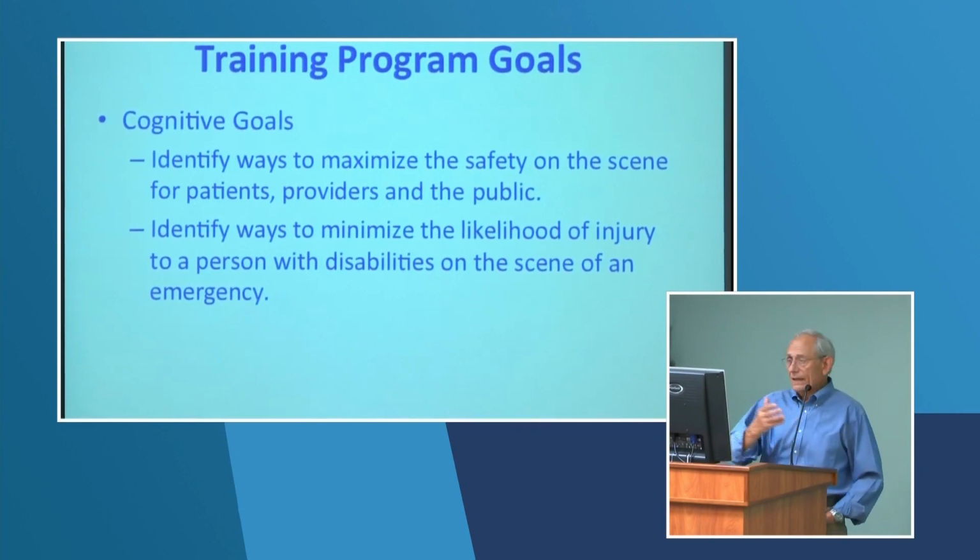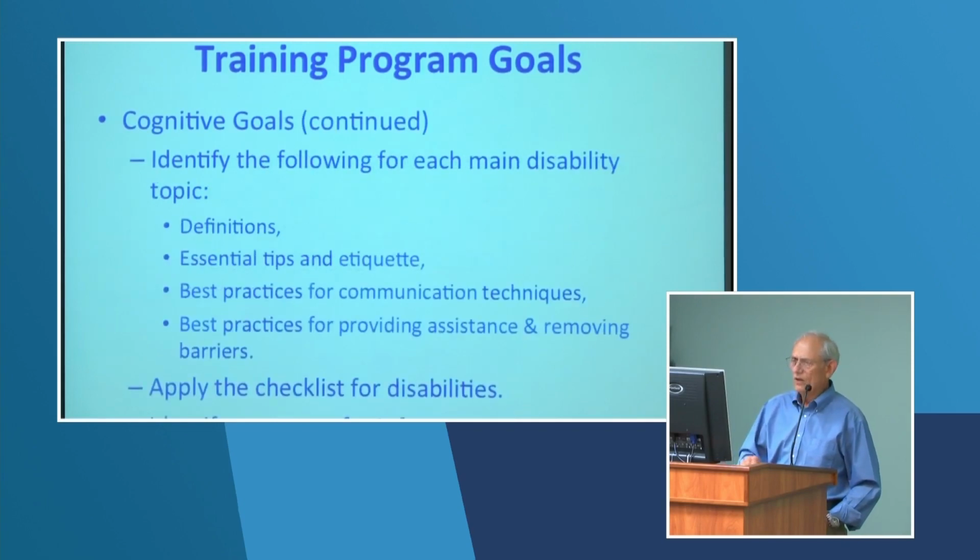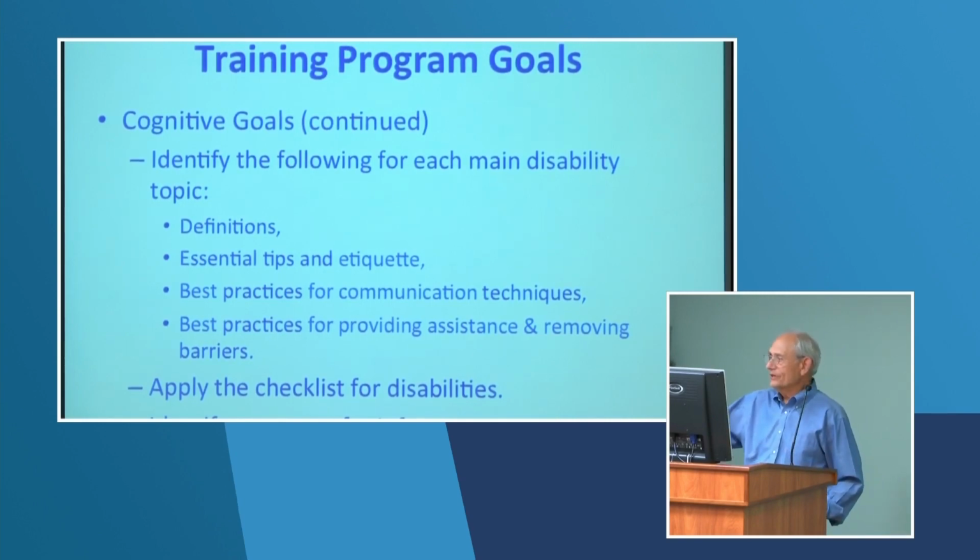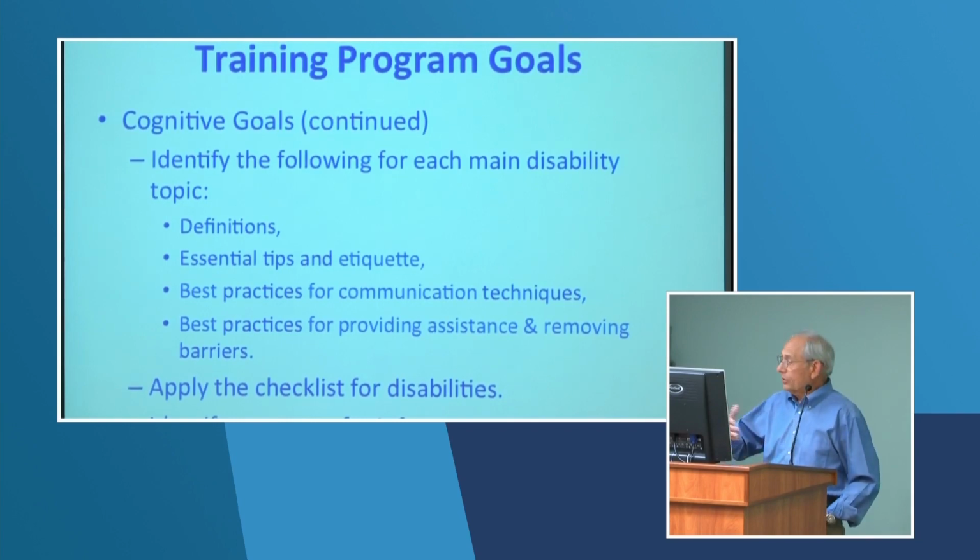Part of their training is to identify ways to maximize safety on scene for patients, providers, and the public, and to minimize the likelihood of injury to persons with disabilities and injuries to you. So we're going to have a series of topics in which we will define the disability, talk about tips and etiquette, how you deal with people, best practices for communications, best practices for providing assistance and removing barriers, and apply the checklist for disabilities.